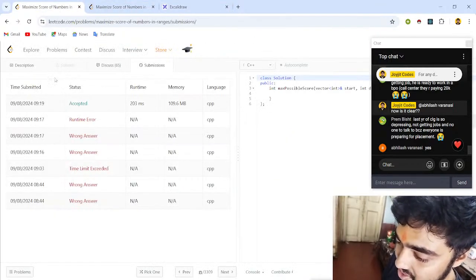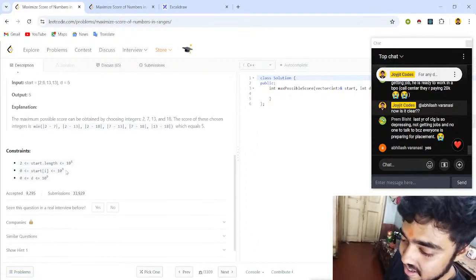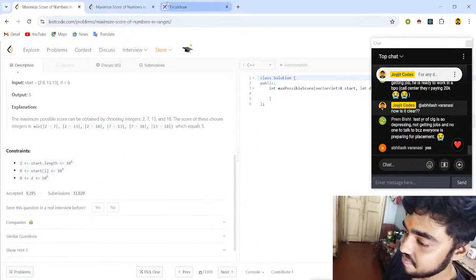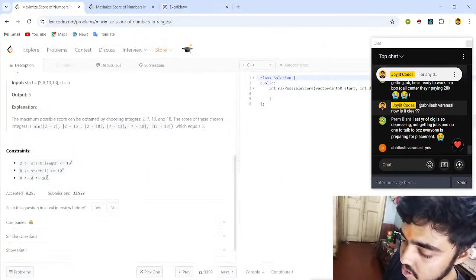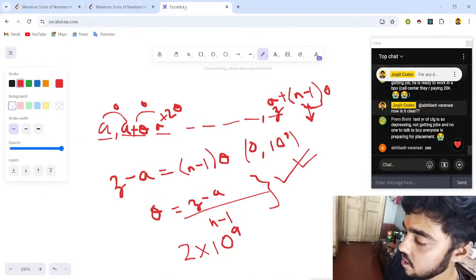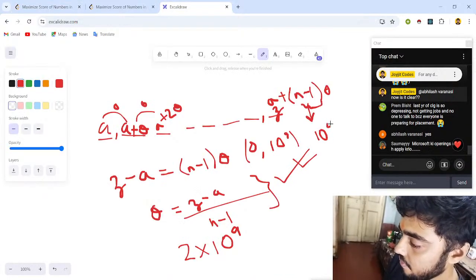Just let me check also. I'm saying this, and later I may find out it's not so. Yeah, this is the maximum minimum value. And what is the maximum minimum value of d? It is also from 0 to 10 to the power 9. So since I am going to consider 10 to the power 9 only, I am going to consider 10 to the power 9 for the value of d.